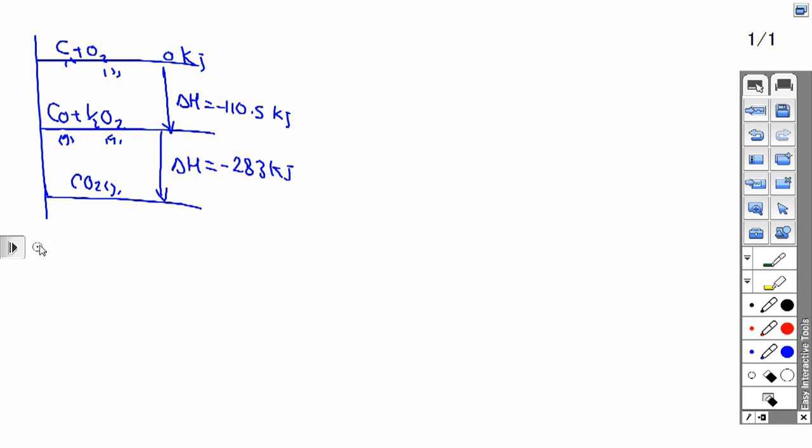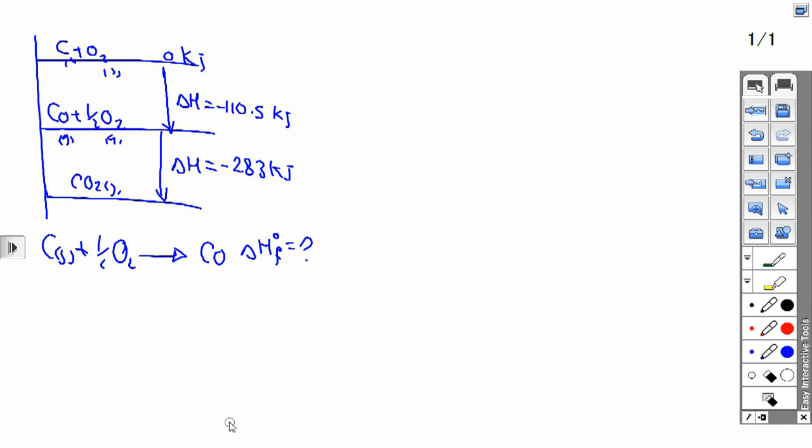The question is calculate delta H for this reaction: C solid plus half O2 produce CO. Calculate delta H of formation. Can we get this one directly from the diagram? No, we can't. It doesn't exist. C plus half O2 produce CO, we don't have this on the curve. So how can we make this? We can get this by making equations.